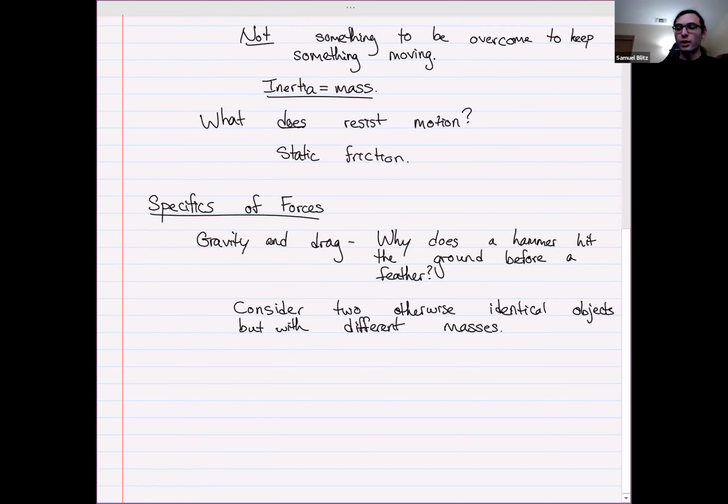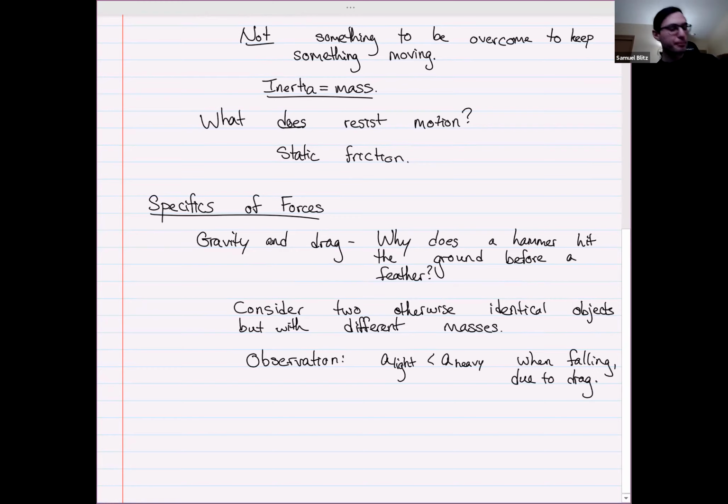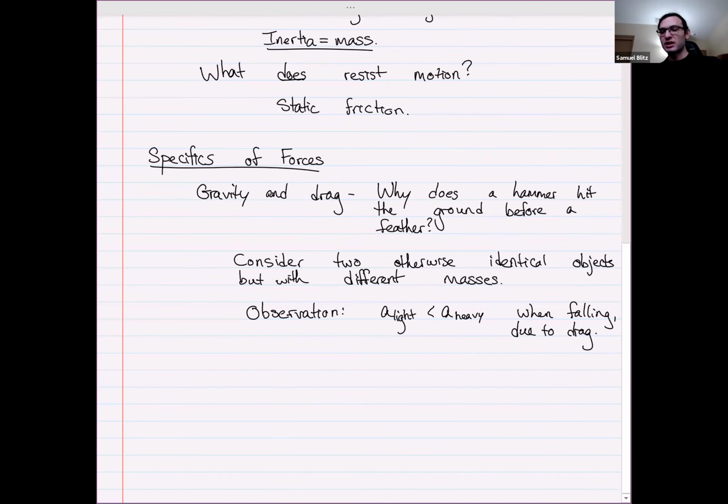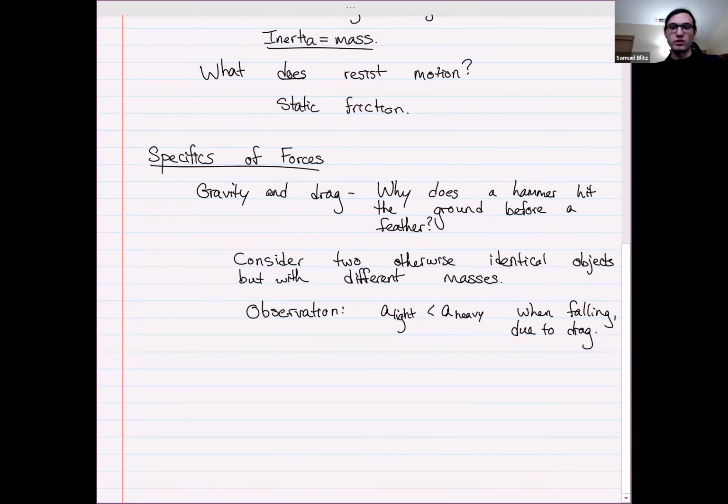So we already know right away, just from observing, that the acceleration of the light object is going to be less than the acceleration of the heavy object when falling. And this is due to drag. It's due to air resistance. So I've already told you that. But you could test this by creating a vacuum chamber and then testing it and reintroducing air, introducing a single variable, right? So we can quantify this with Newton's second law.